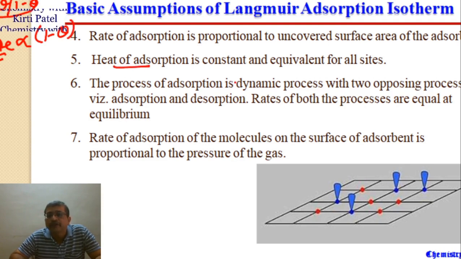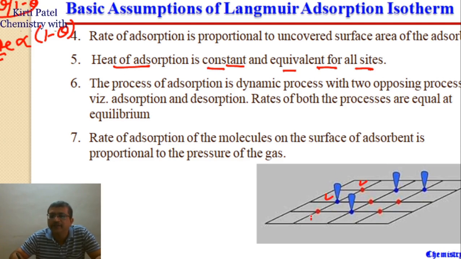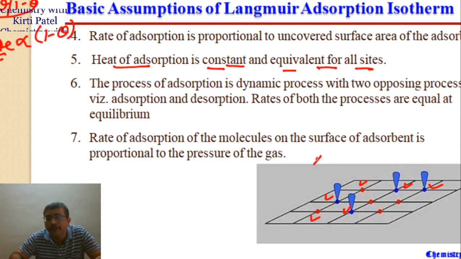Heat of adsorption is constant as we are taking it into a homogeneous surface, so all sites are equivalent sites. As they are all equivalent, their heats of adsorption will also be the same for all the sites. So each of these sites will be similar. When adsorption takes place at these sites, they will yield the same heat of adsorption. They will release the same amount of energy. So delta H will not vary with pressure, but it will remain constant.